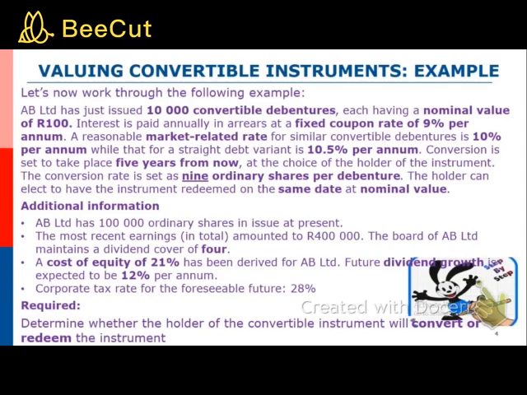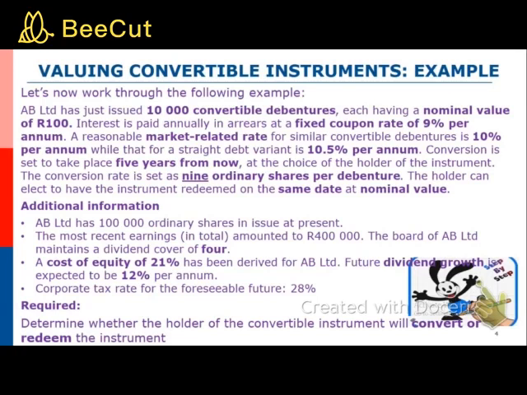So when we get to the solution just now, and you start seeing dividends being valued, it's for that reason. Now, the most recent earnings is 400,000 Rand, and the board maintains a dividend cover of 4. So if I take earnings and divide it by 4, I get dividends. Very important principle.